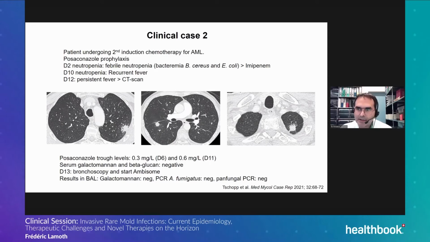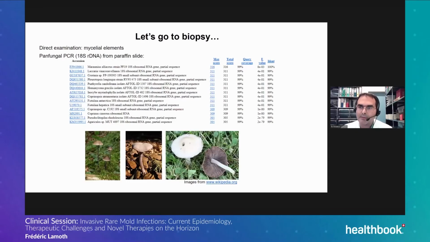And interestingly, the posaconazole trough concentrations were not optimal. They were between 0.3 and 0.6, so not that good. We did all the diagnostic workup: negative galactomannan and beta-glucan in serum, bronchoscopy, everything negative in BAL, and we started the patient on AmBisome. So what to do at this stage with a possible invasive fungal infection? We did a lung biopsy, and on the tissue, we could see mycelial elements.